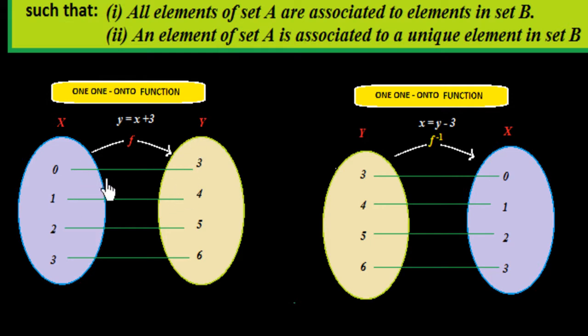So in this way we have got this mapping. Here you see it is a function because, as we defined, all elements of set A are associated to elements inside B. All the elements of set A, 0, 1, 2, 3, are associated to elements of set B. And for the second condition, an element of set A is associated to a unique element in set B. For 0 there is only one element 3, 1 for 4, 2 for 5, and 3 for 6. So it fulfills the definition of a function.